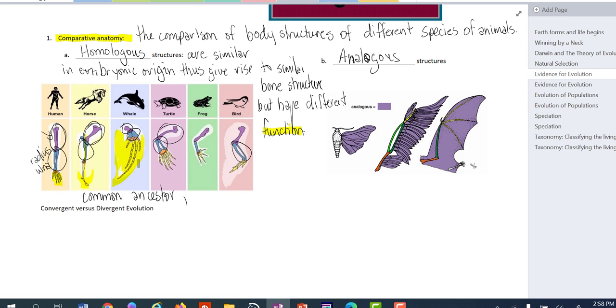But what it tells us is the similarity in the bone structure and the parts tell us that there's a common ancestor. On the converse side is analogous structures, and here they're very different in structure, so different in design, right? Different in design, which is indicative of the fact that they don't have a common ancestor, so no common ancestor.